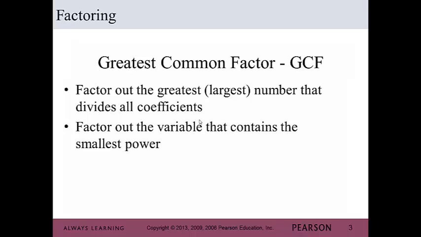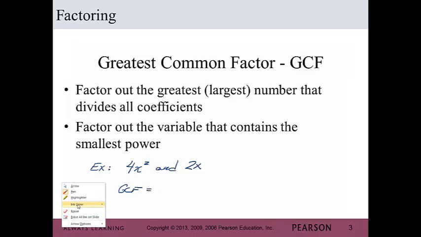And then the second part, we're going to find the variable or factor out the variable that contains the smallest power. So let's do an example real quick. Let's say I had 4x squared and 2x. And I want to find the GCF among the both of them. Well, first I'm going to start with the coefficients. The first coefficient is a 4, and the second one's a 2. So I want to decide the largest number that will divide 4 and 2, and it would be a 2.